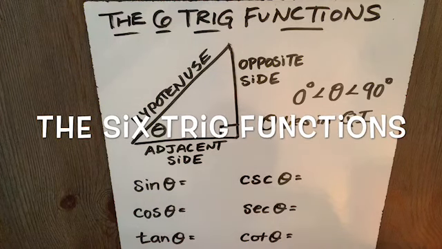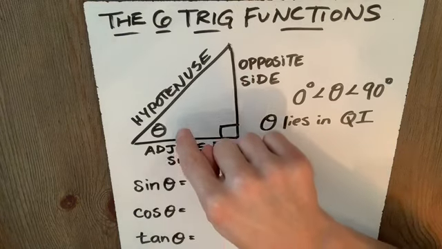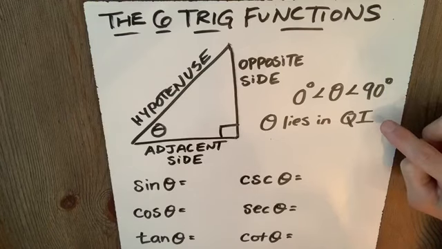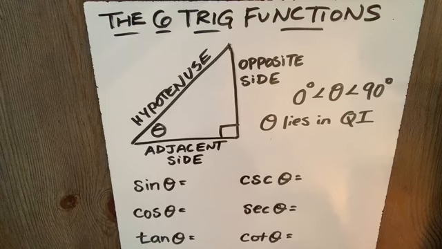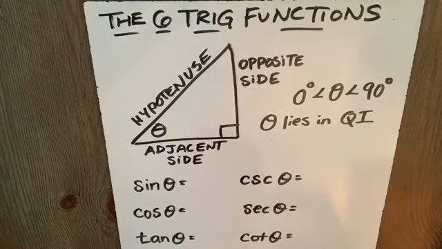We will now consider the six trig functions from a right triangle perspective. What I've drawn here is any right triangle. Notice the angle here, theta, is an acute angle between 0 degrees and 90 degrees. Therefore, if we're going to put it on the circle or on the coordinate plane, we'd say it lies in quadrant 1. Notice this doesn't necessarily have to be a unit circle. The hypotenuse here doesn't have to equal 1.